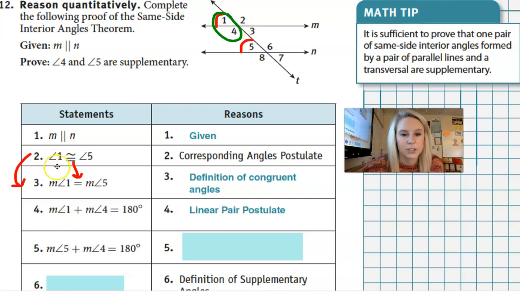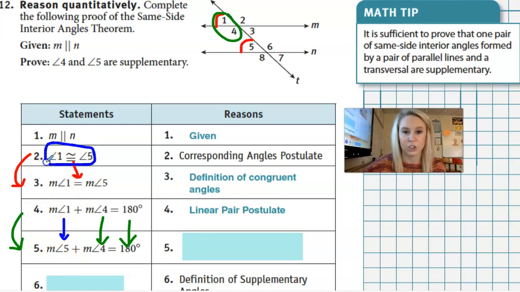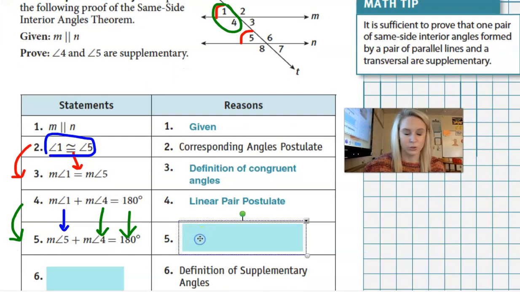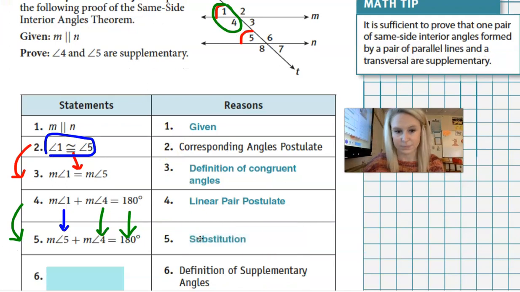All right. So then I have to ask myself, what happened from 4 to 5? I can't look at 5 by itself and say it's a linear pair postulate. Can't do that. So the 180 drops down, the 4 dropped down. The only thing that changed was 1 became a 5. The reason I was able to change the 1 to a 5 is because I was able to substitute it. So they substituted 5 in for 1 because on number 3 it said they were equal.